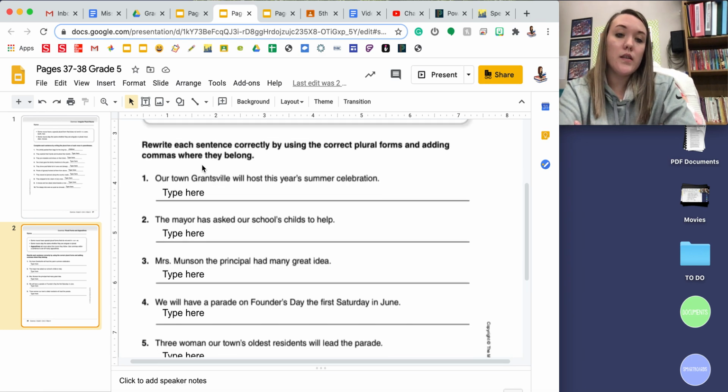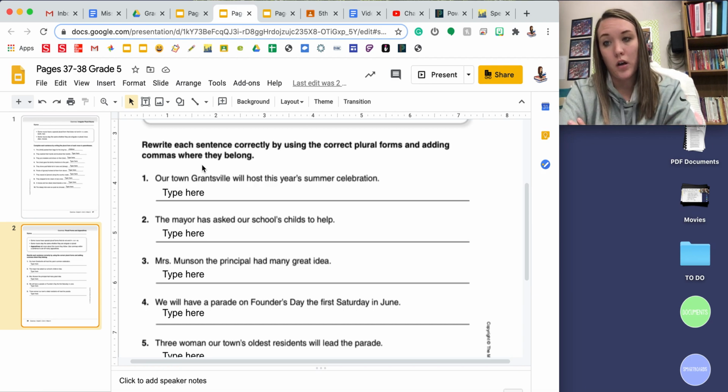The directions on this page say to rewrite each sentence correctly by using the correct plural forms and adding commas where they belong. Number 1 says, our town, Grantville, will host this year's summer celebration. I see a few mistakes in here. First, there is an appositive. So the appositive here is Grantsville because it's just detailing our town a little bit more. I can take out Grantsville and it'll still make sense because it's an appositive in the sentence.